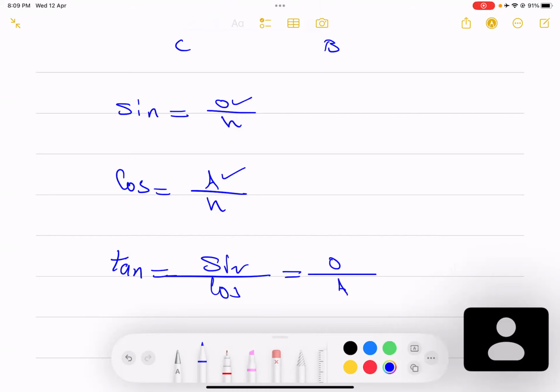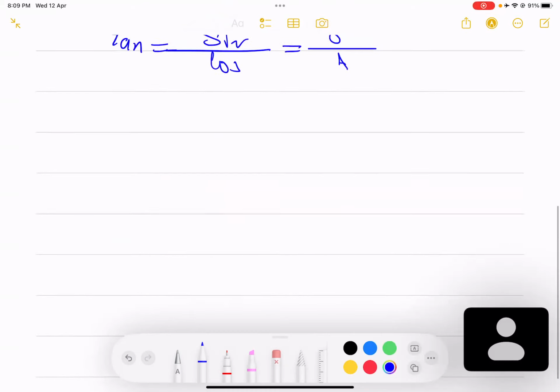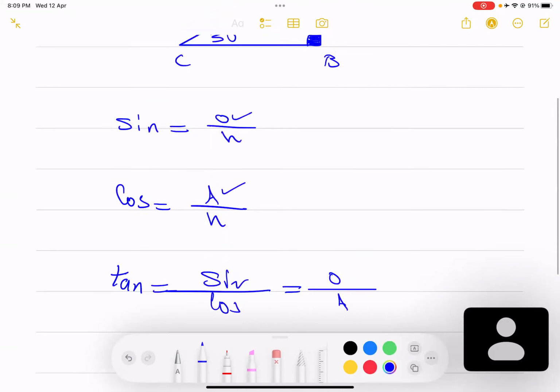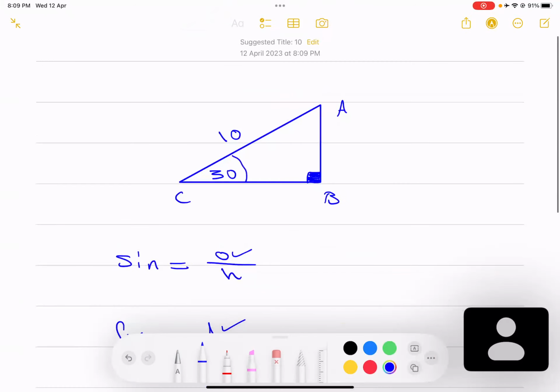So this one makes sense if we have something like this. We have sine 30. If I want to do it, it's going to be sine 30. You could say that this is the opposite, which I don't know, so it's going to be x over the hypotenuse. So it's going to be x over 10, right?